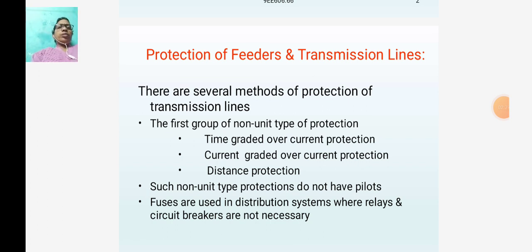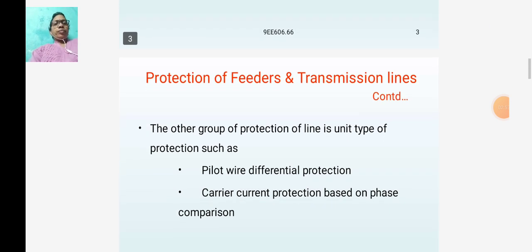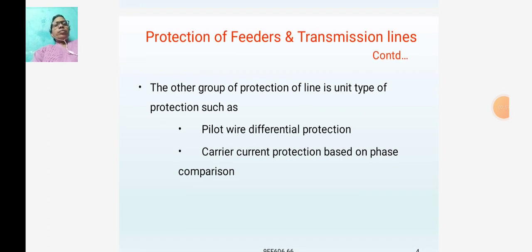So, there are several methods of protection of transmission lines. The first group of non-unit type of protection is time graded overcurrent protection, current graded overcurrent protection, and distance protection. So, these are the first group of non-unit type of protection. Such non-unit type protections do not have pilots. Fuses are used in distribution systems where relays and circuit breakers are not necessary, and also in the protection of feeders and transmission lines.